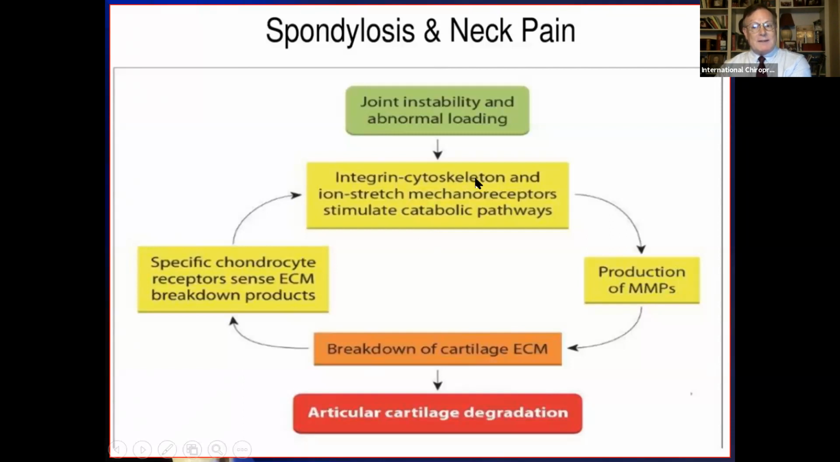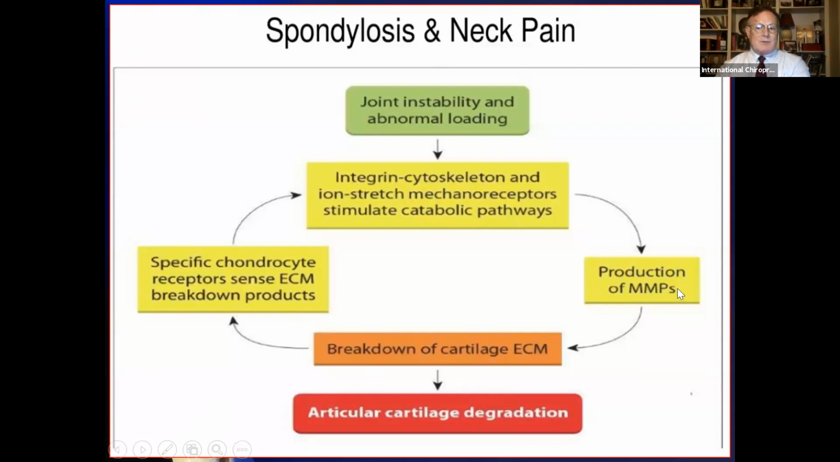And to maintain cell health, it's got to be able to move. And a lot of times when we inject these hypertonic fluids around the cell, like glucose, it'll pull fluid out of the cell and make the cell change shape. That's essentially doing microscopic push-ups. It's very healthy. Cells need to move to be healthy. So the integrin cytoskeleton and the ion stretch mechanoreceptors stimulate these catabolic pathways.